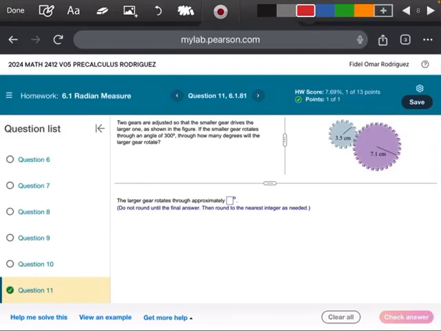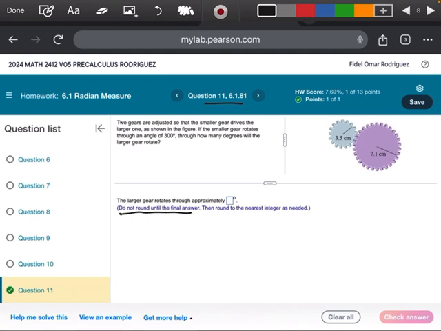All right, y'all, so this is question number 11 out of the homework, and it says 2 gears are adjusted so that the smaller gear drives a larger one. If the smaller gear rotates at an angle of 300 degrees, how many degrees will the larger gear rotate? It says do not round until the final answer.